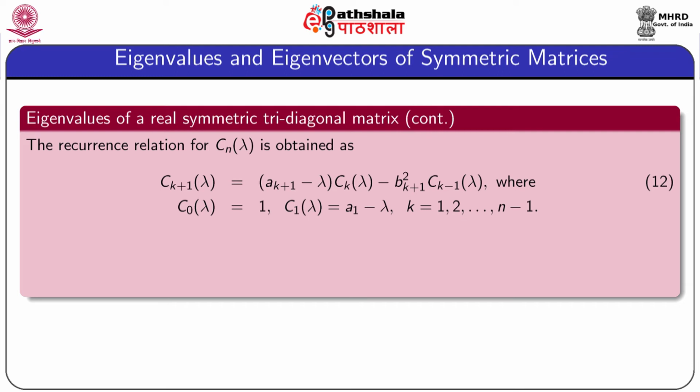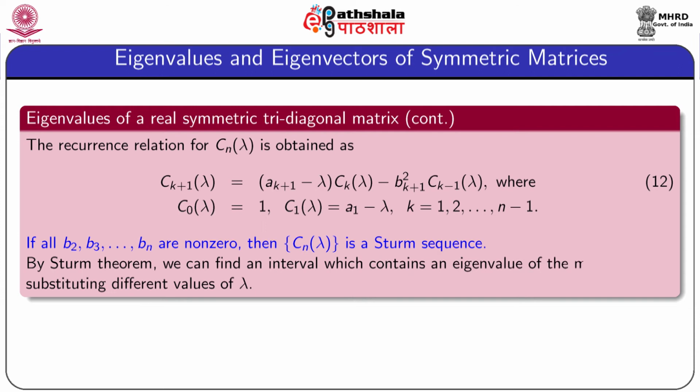So, from this recurrence relation given in equation 12, we can construct the complete characteristic equation for the given symmetric tridiagonal matrix. If all the elements B2, B3 up to Bn are non-zero, then Cn(lambda) becomes a Sturm sequence. By Sturm theorem, we can find an interval which contains an eigenvalue or the root of the characteristic equation of the matrix A by substituting different values of lambda in equation 12.